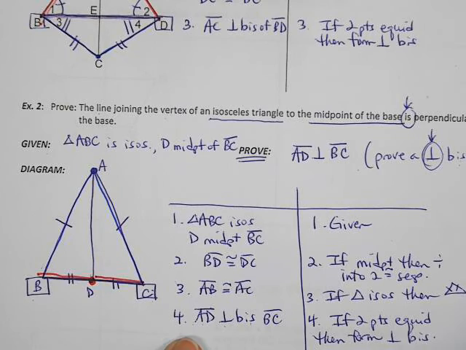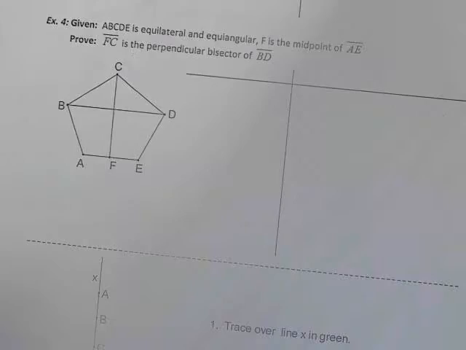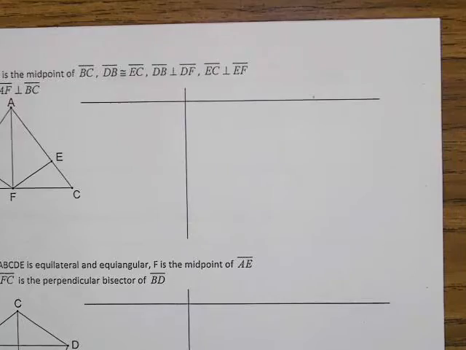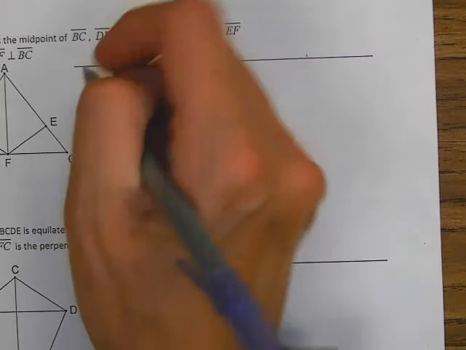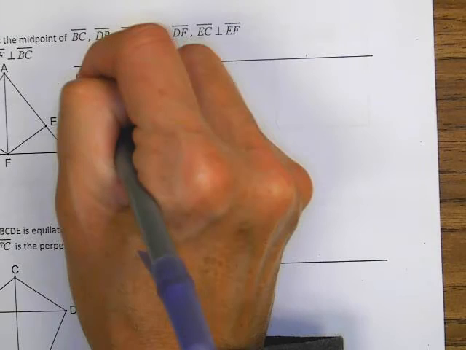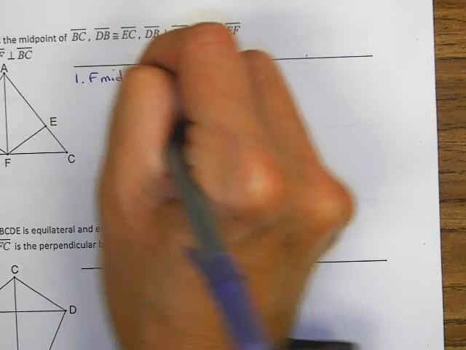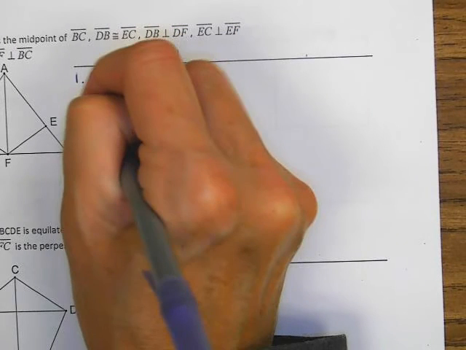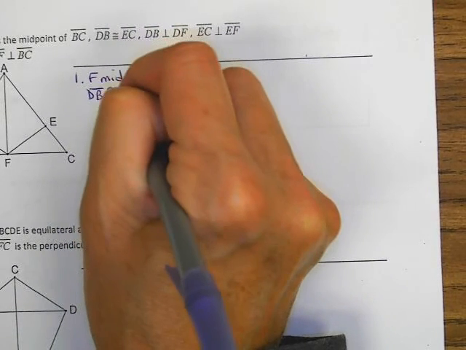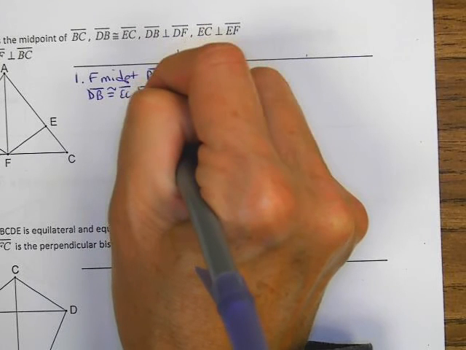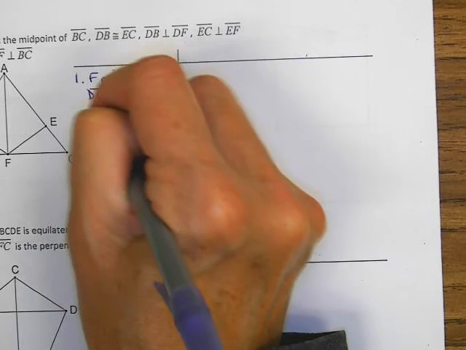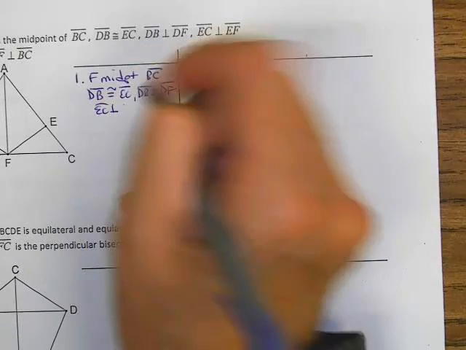All right, let's try one more example. Oh, actually, I guess we got 2 here. I lied. Sorry about that. F is the midpoint of BC. We have a lot of given here. DB congruent to EC. DB perpendicular to DF. EC perpendicular to EF.